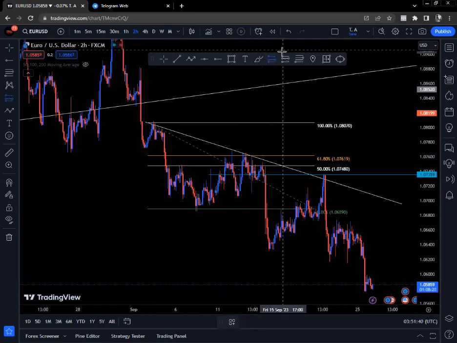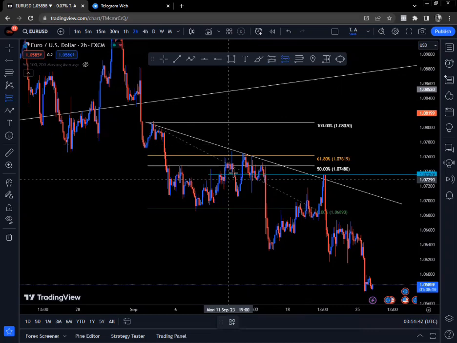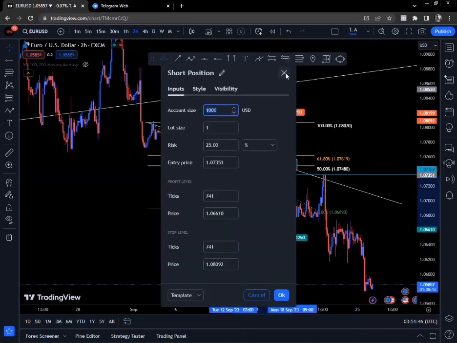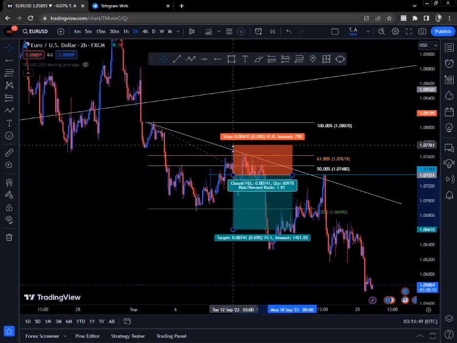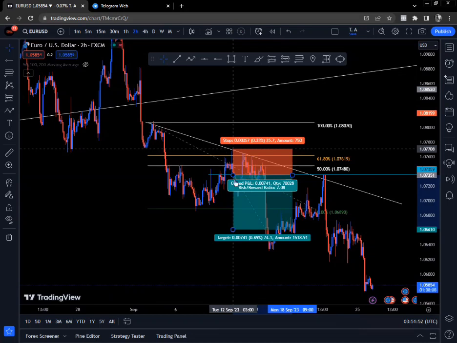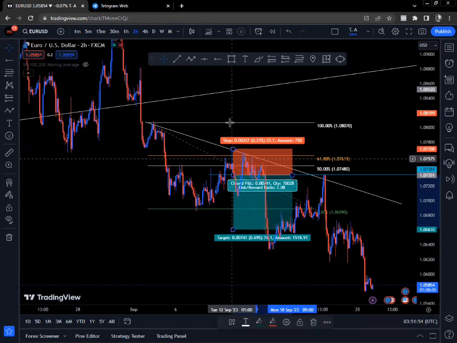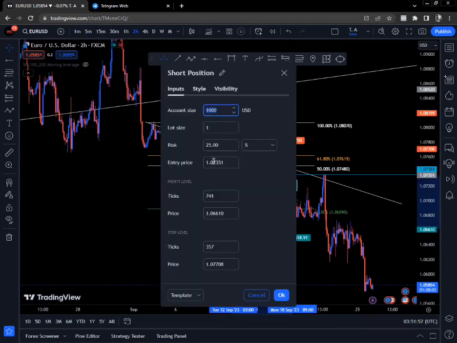Just a long short position. I took the trade around this level. I had my stop loss somewhere around up here, and my take profit around here. This is exactly the trade I took. Let me input the stop loss I used on this trade.